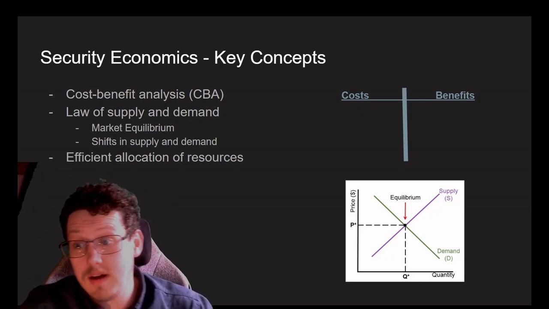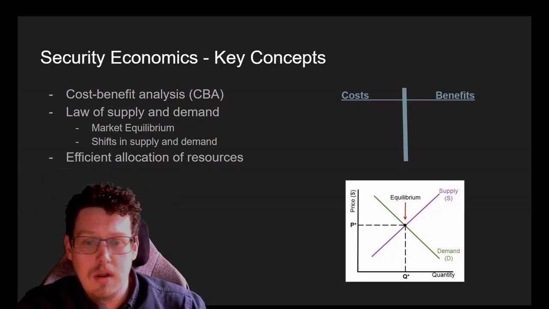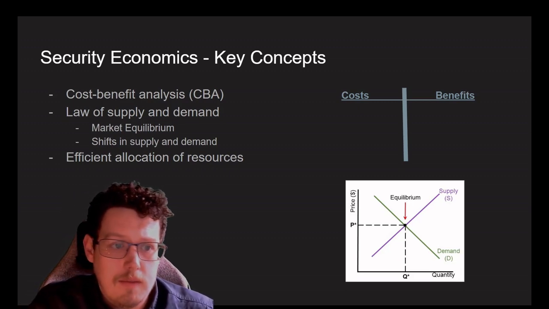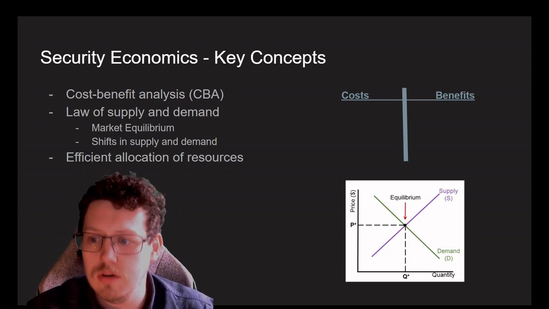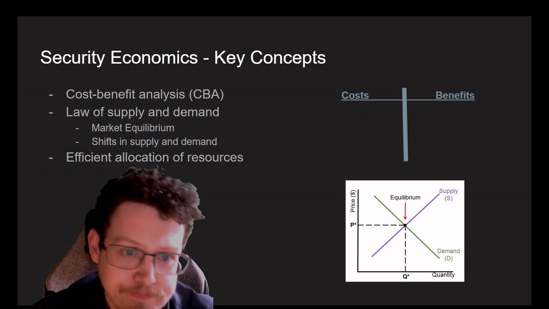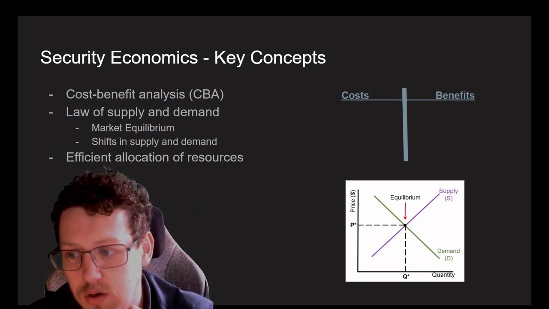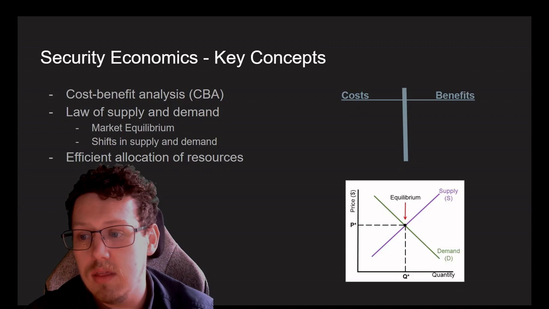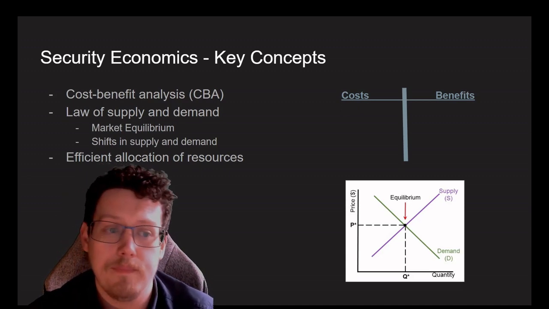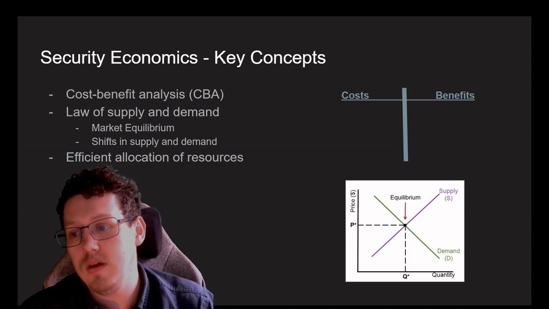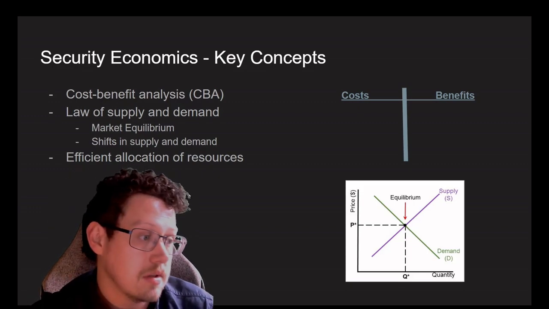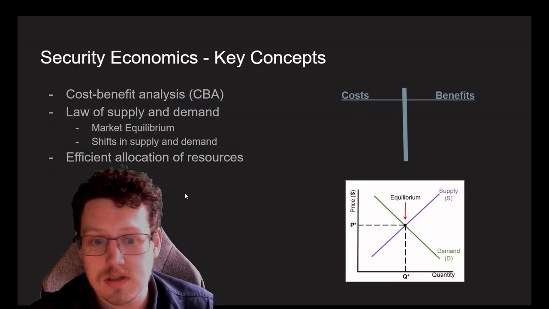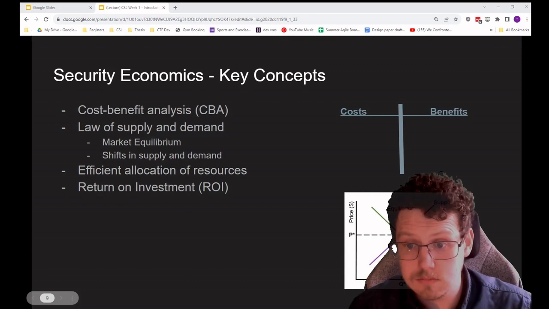So, efficient allocation of resources. This is another market concept where we're referring to how productive, how efficient production is within a market. So when the cost of producing a good or service is equal to the benefit that society gains from it, then this is considered an efficient allocation of resources. So that's what the economy is aiming towards.